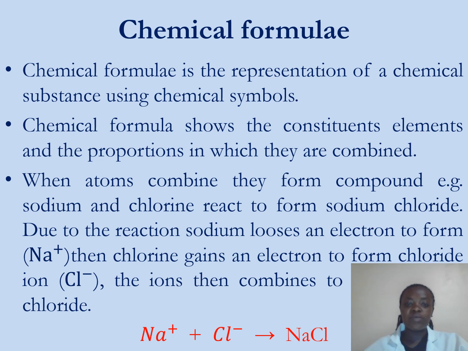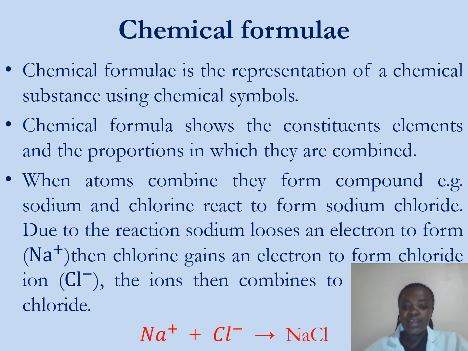What is chemical formulae? Chemical formulae is the representation of a chemical substance using chemical symbols. We have seen these chemical symbols as we were looking at the periodic table. We saw that every element is represented by its own symbol. For example, for hydrogen, the chemical symbol is H, for calcium, Ca, and so on. So chemical formulae shows the constituents of elements and the proportions in which they are combined.